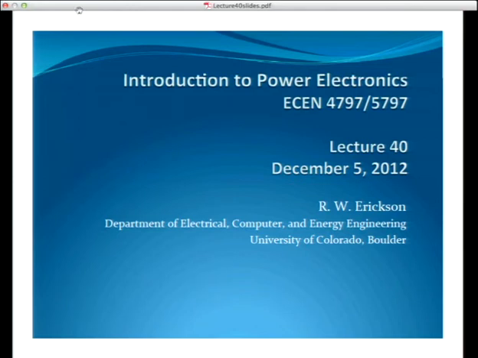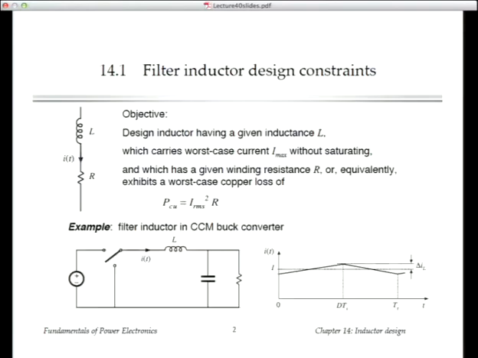Okay, so we're going to talk for several lectures now about design of these things, and we're going to start with the basic issue of designing an inductor. Yeah, that's where we'll start. So say we have a buck converter or a boost converter or something, and it requires say a filter inductor in the output. And how do we design this inductor?